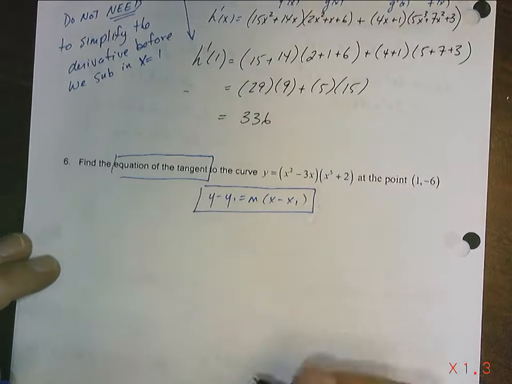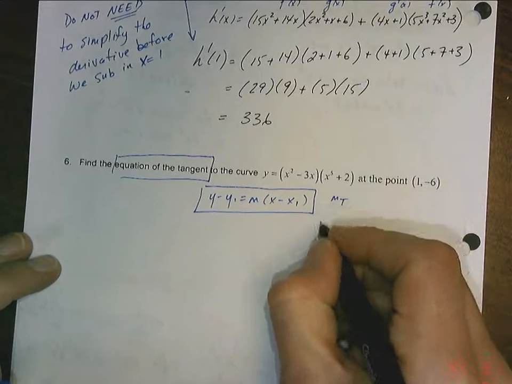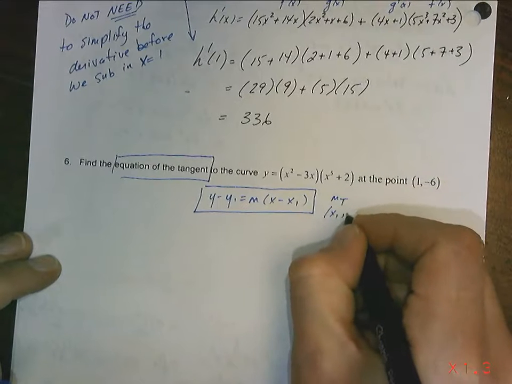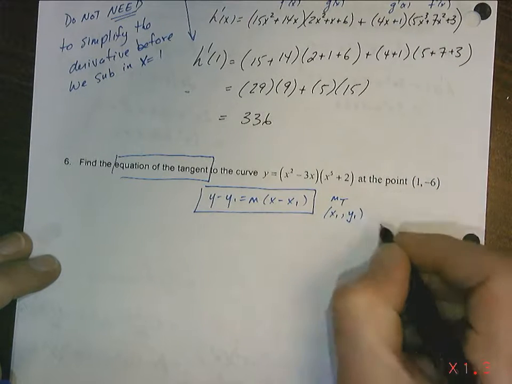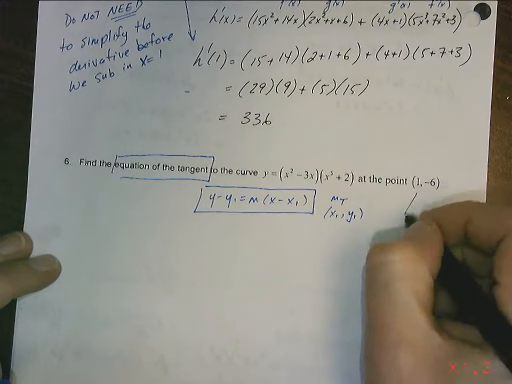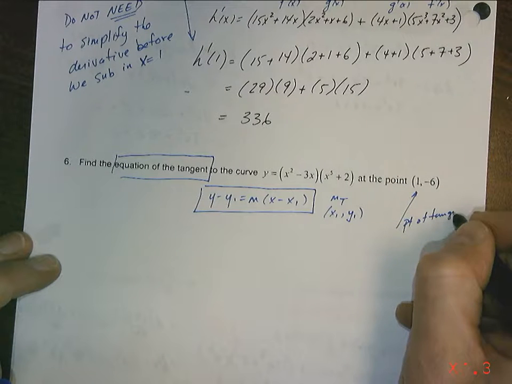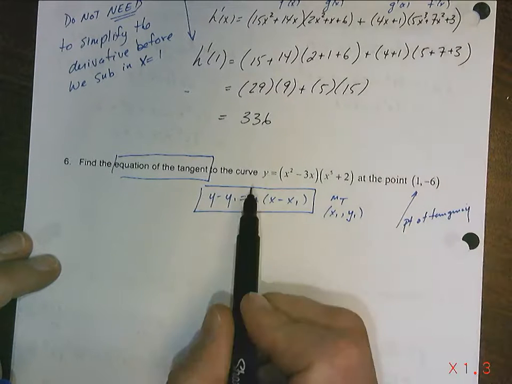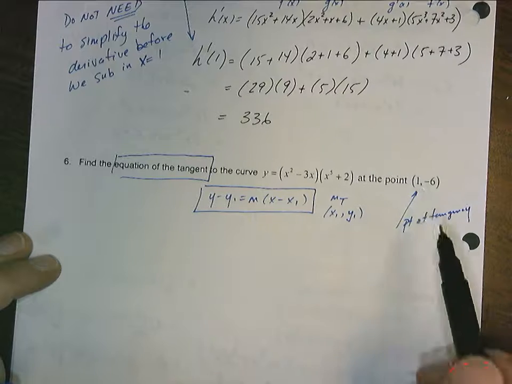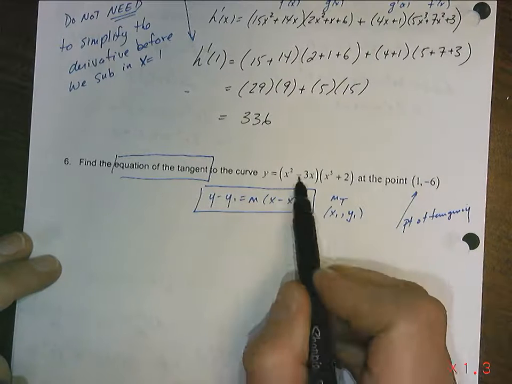And for me to be able to work with that, I need to know the slope of the tangent, and I need a point. Well, lucky for us, they're giving us the point of tangency. This is the point where the tangent line touches the curve. Now, how do I know that for sure? Take that one value and plug it in.